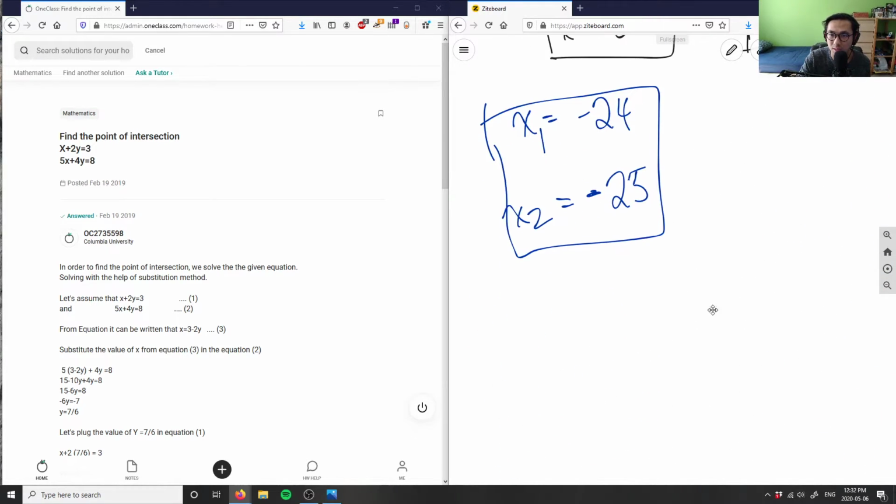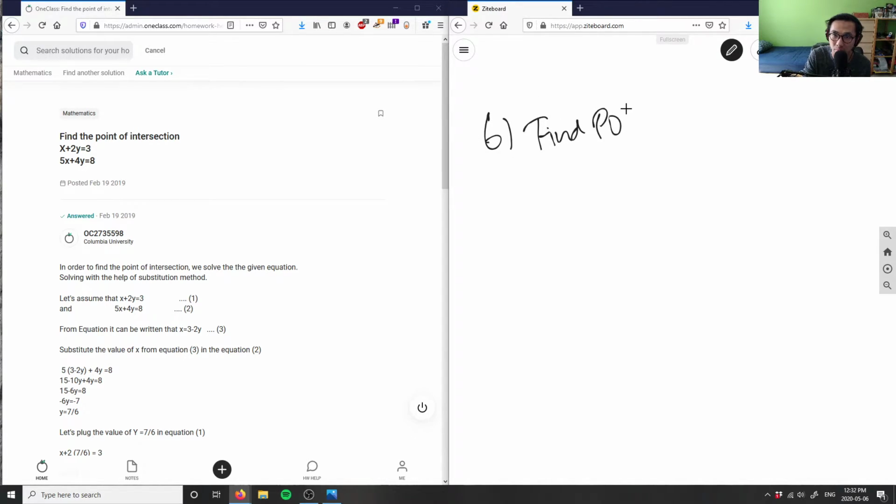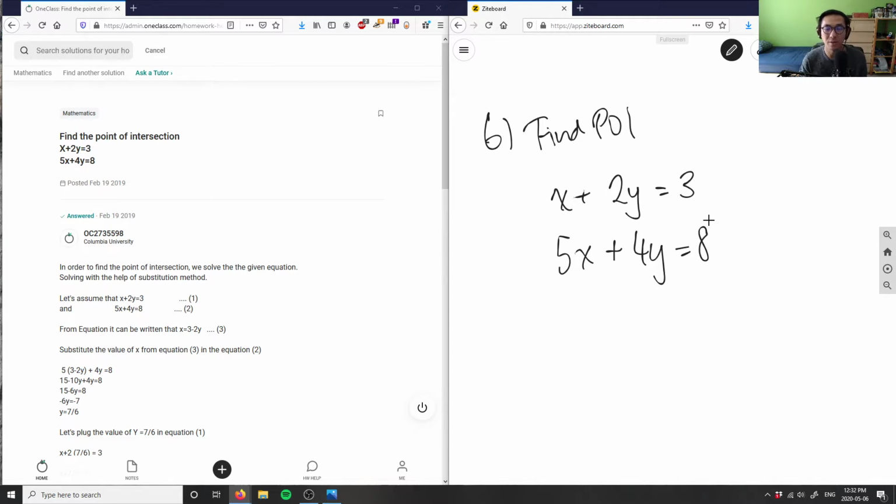Let's look at number 6. So it's asking to find another point of intersection here. Again, we can use substitution or elimination, right? So number 6 is asking, I'm going to use the term POI for point of intersection. So I have x plus 2y equals 3, and then 5x plus 4y equals 8. In this case, because it's set up like this, I would probably use elimination, just because the x's are already on one side, the y's are already on one side, and the numbers here on one side as well.